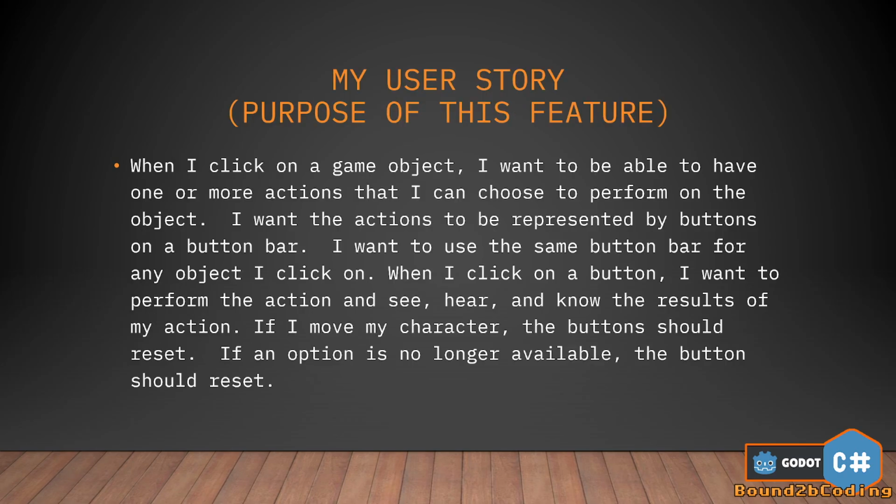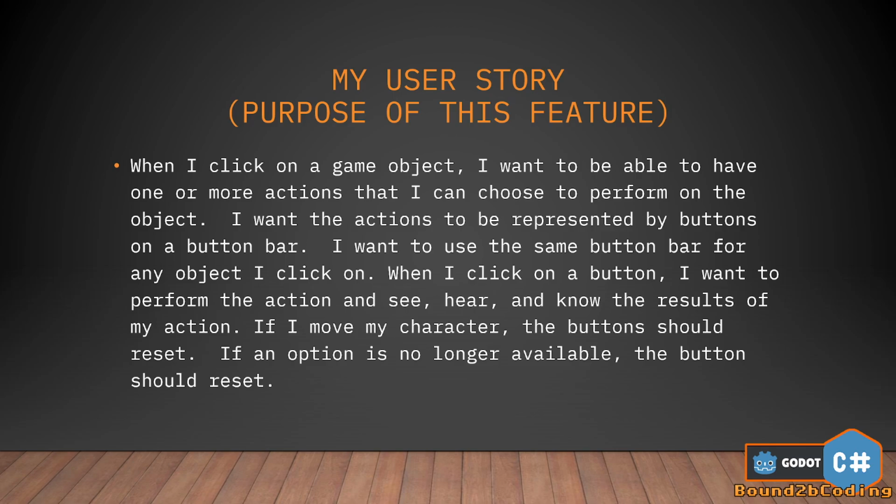So the user story for my game, which is simply a purpose for the feature, describes what I want the feature to do, how I want it to work, and the value that feature has in the game. So for this implementation, here's my user story. When I click on a game object, I want to be able to have one or more actions that I can choose to perform on the object.